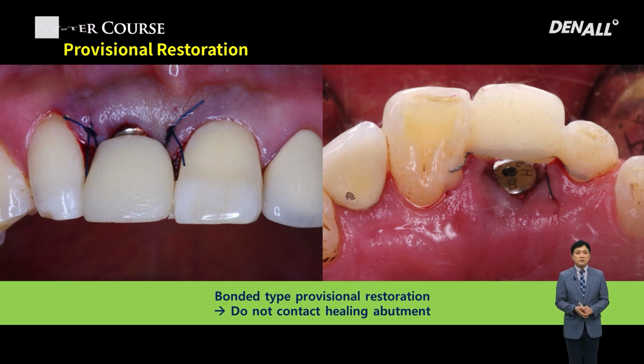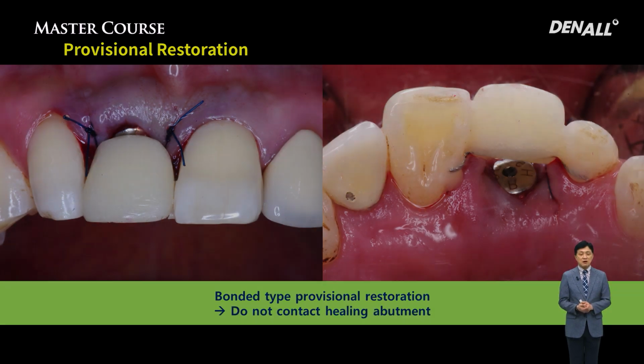The bonded type provisional should not come in contact with the healing abutment or labial gingiva. So it should be a little bit away from them. This is how the bonded type provisional can be made.